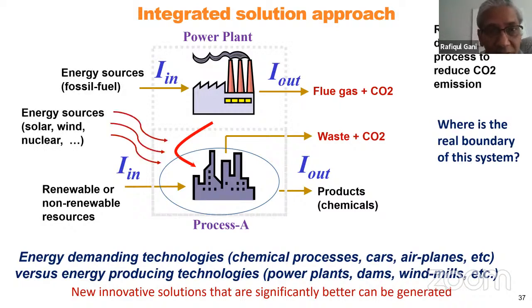And then we need to see where the energy is coming from. If it is fossil fuel, it will release CO2. If it is other sources of energy, it may not release so much CO2. So we need to look for a combination that will combine the energy-demanding technology like our process with the energy-supplying technology like the power plant in such a way that the net CO2 is zero or negative. If we can achieve that, then we can contribute to the reduction of global warming. And this can be looked at in a more detailed way.